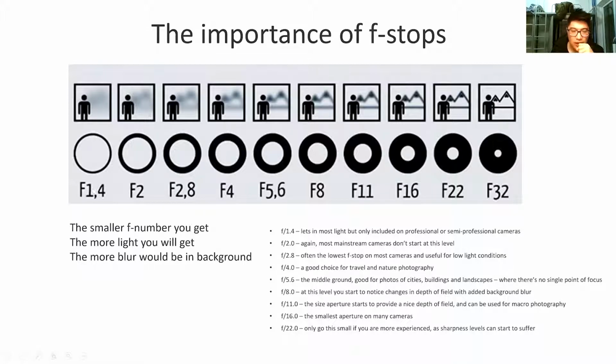How much depends on the f numbers from f1.4 to f32. We can see this is our subject, and the background is becoming more and more clear. So if we want a shallower depth of field, we call this blurred background depth of field. So the smaller the f number you get, the more light you will get in. This is the first thing we talked about before. And the second one is the more blur there will be in the background. So if you use a smaller number, it will be more blur in your background.